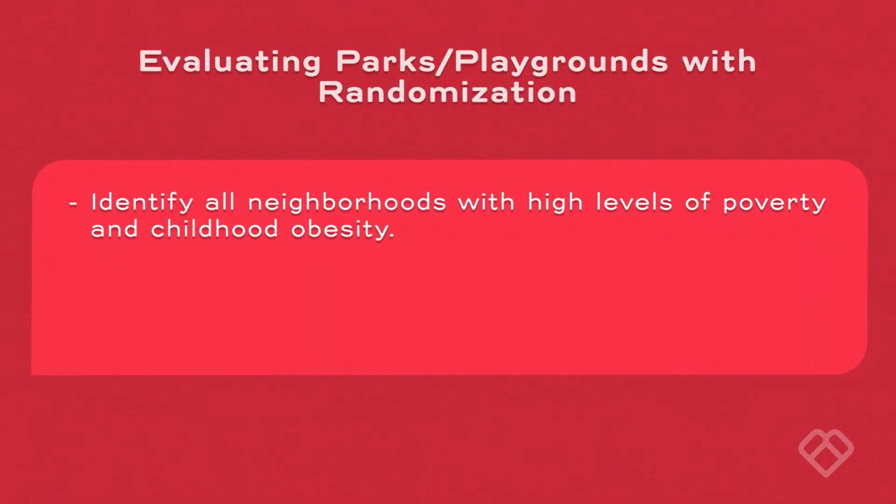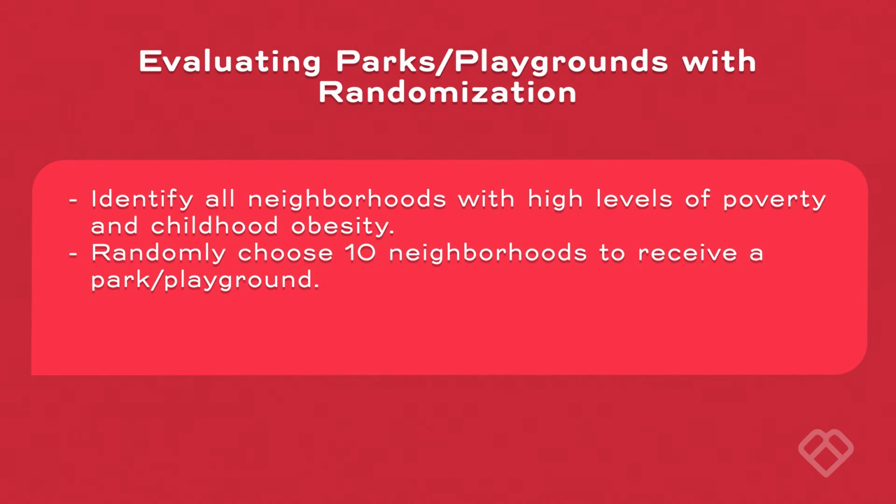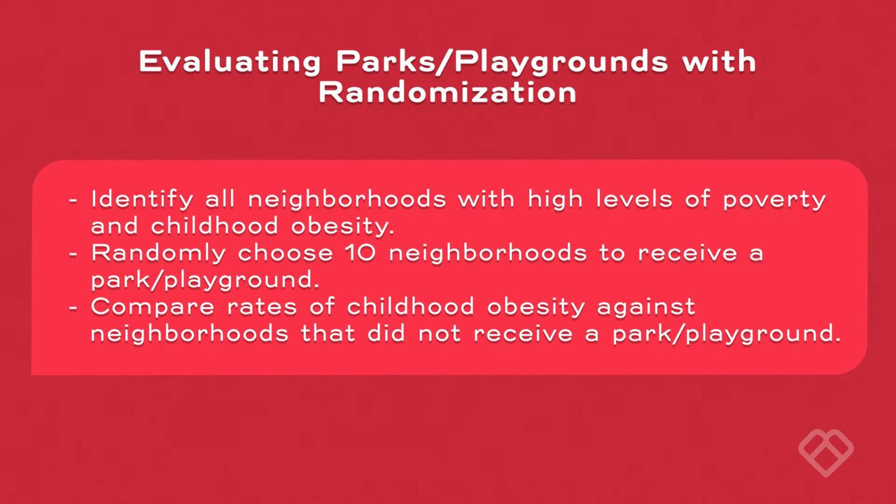Finally, to illustrate randomization, let me use a different intervention, the building of parks and playgrounds. Here's how we might do that. We identify all neighborhoods with high levels of poverty and childhood obesity. We randomly choose 10 neighborhoods to receive a park or playground, and we compare, after a period of time, the rates of childhood obesity in those neighborhoods with neighborhoods that did not receive parks and playgrounds. If there's a significant difference between the obesity of children in neighborhoods that receive parks and playgrounds and those did not, we can attribute the difference to our intervention.